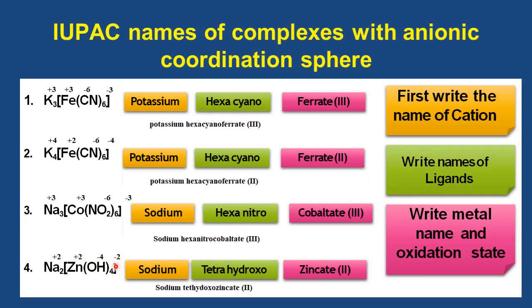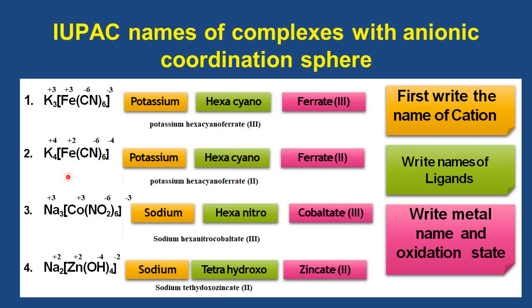is sodium tetrahydroxozincate 2. Now students, you have to concentrate on the name of the metal atoms, as all these transition elements are present in a coordination sphere which is negatively charged, so its name is ending on ate, A-T-E.